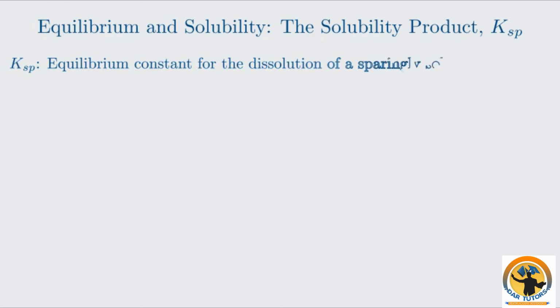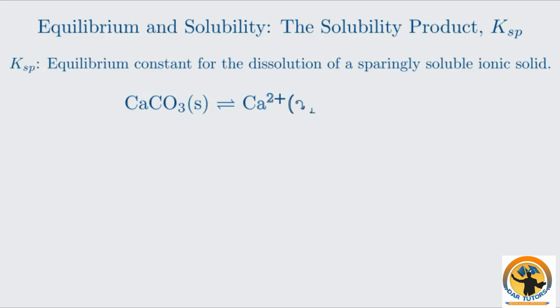The solubility product, KSP, is a specific type of equilibrium constant that describes the extent to which a sparingly soluble ionic compound dissolves in water to form a saturated solution. Let's consider the dissolution of calcium carbonate, CaCO3. Solid calcium carbonate is in equilibrium with its dissolved ions, calcium Ca2+ and carbonate CO3 2-. This is a heterogeneous equilibrium because we have a solid in equilibrium with aqueous ions.